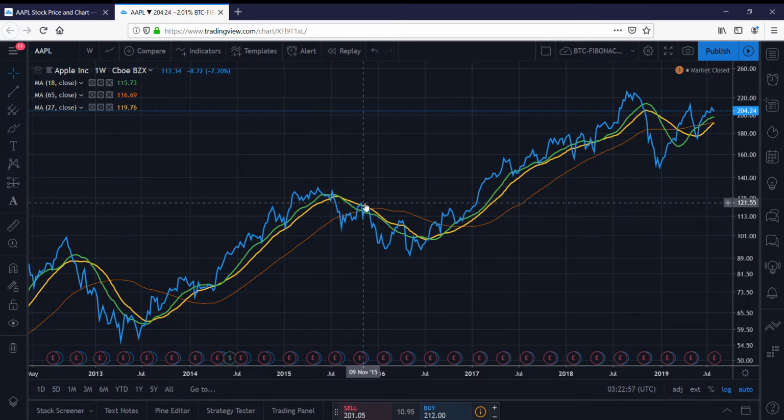Again, it's trying to cross in the upward direction, the 27 weeks moving average and the 18 weeks moving average, but it's not able to cross in the upward direction. And again, the stock came back. Then again, it tried to go upward, but it has not. Then again, it came back. Then here again, the price action crossed both moving averages in the upward direction. The price action and our 18 weeks moving average also crossed in the upward direction, right?